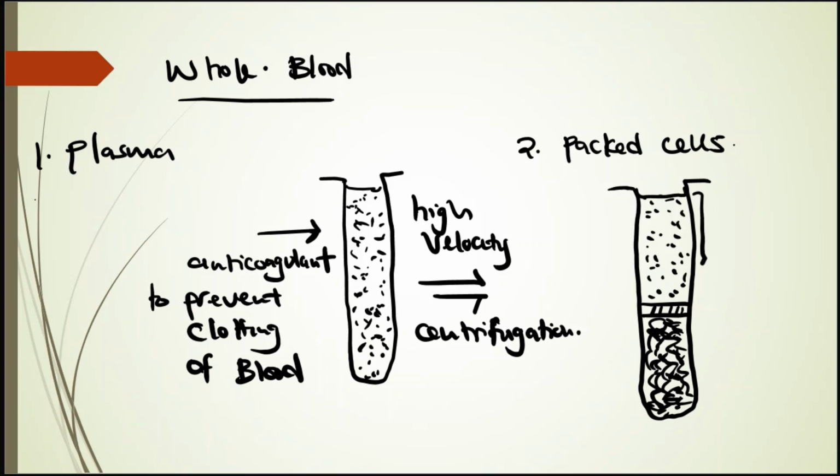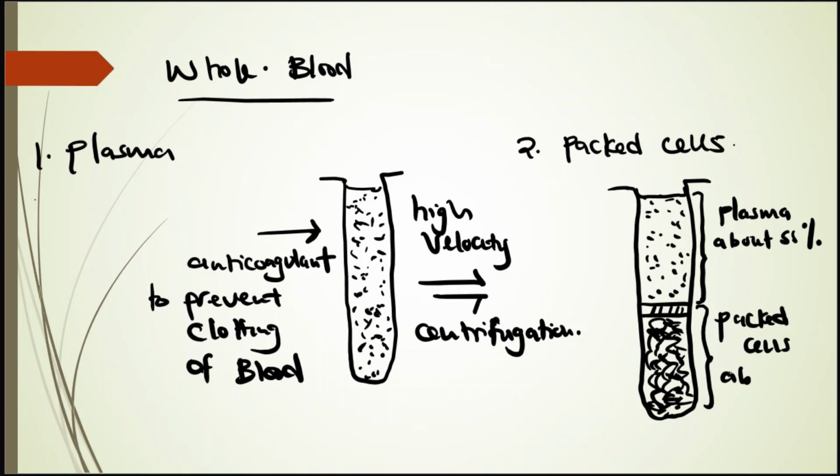So plasma is about 55% of blood. This is different in males and females. It's actually a range that we're going to look at specifically very soon. And then the packed cells are about 45%. So this is what is going to happen if you subject blood to high velocity centrifugation.